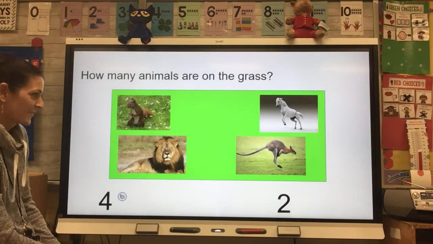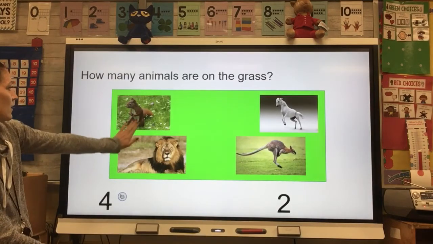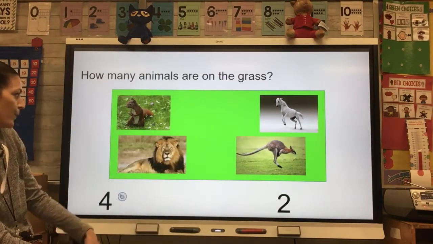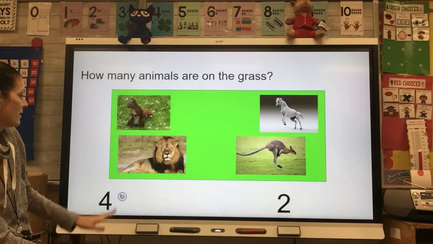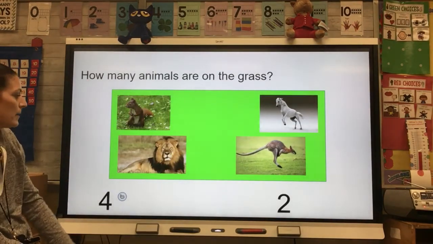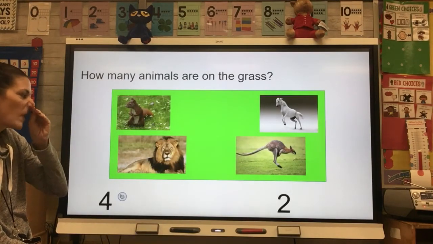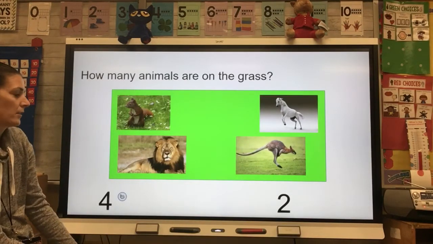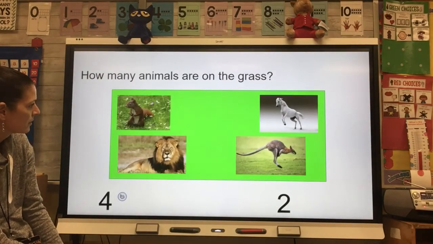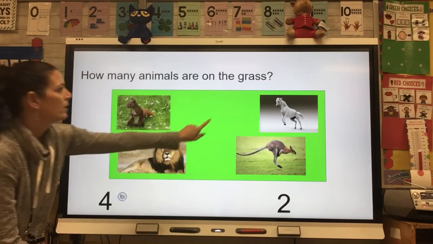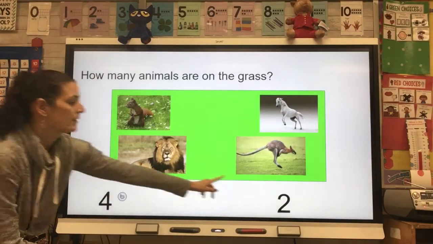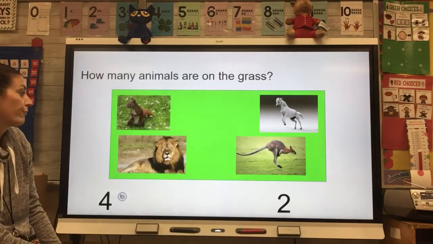Okay. Those animals are cute, aren't they? I see a little red squirrel, and a lion, and a horse, and a kangaroo. And they want us to pretend that this big green rectangle is like grass. How many animals are up on the green rectangle or up on the grass? So we need to count them. 1, 2, 3, 4. And now you need to know which one of these numbers shows us the number 4.